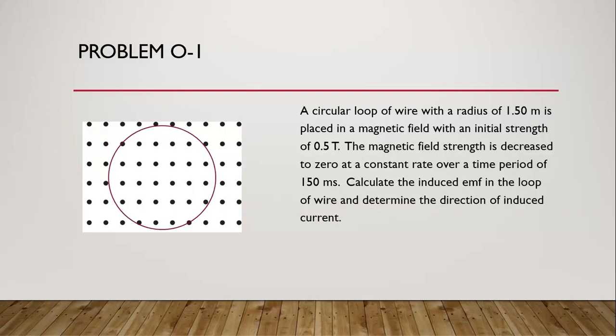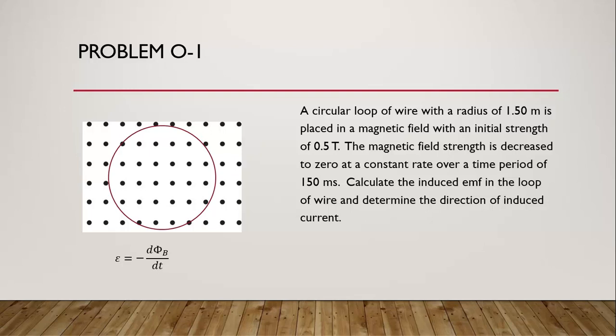So let's take my circular loop of wire and say that it has a radius of 1.5 meters, and I'm going to place it in a magnetic field with an initial strength of 0.5 Tesla. I'm going to decrease its strength to 0 at a constant rate over a time period of 150 milliseconds. I want you to calculate the induced EMF in the loop of wire, so what's the induced voltage, and what is the direction of the induced current. First thing, we can find the direction of the induced current pretty easily.